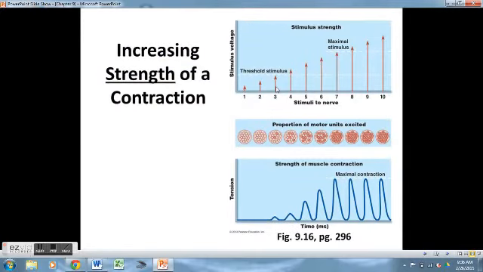before it's able to contract again. Now, if we want to increase how strong a contraction is, what we're going to do is start to involve more motor units. So there are 3 different pictures going on here.